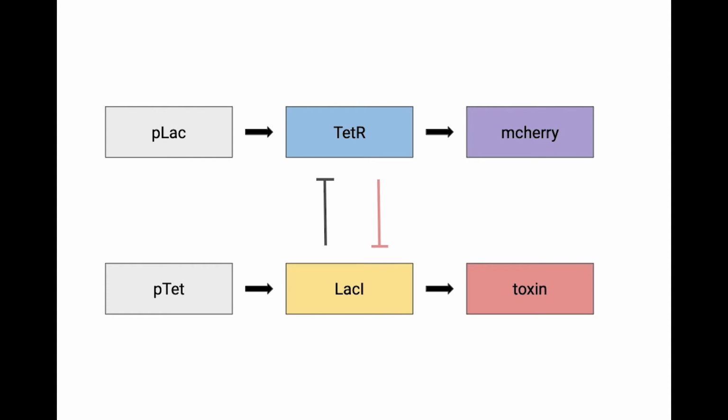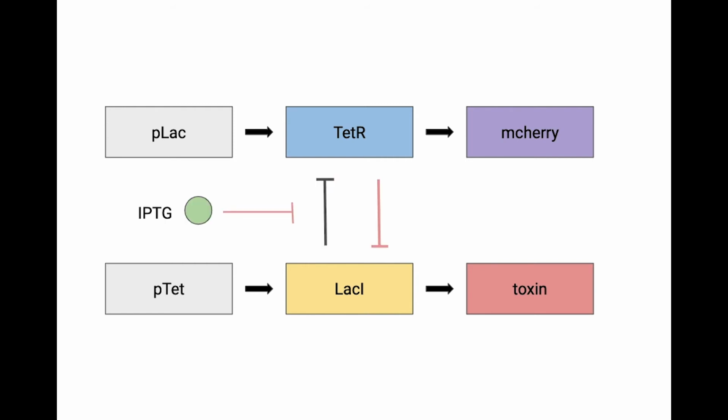For example, if we have TET-R being expressed, it will repress LAC-I, meaning that only mCherry will end up being expressed and the toxin won't be expressed. And the inverse is when LAC-I is being expressed, it will repress TET-R. So in this case, now we have the toxin being produced.